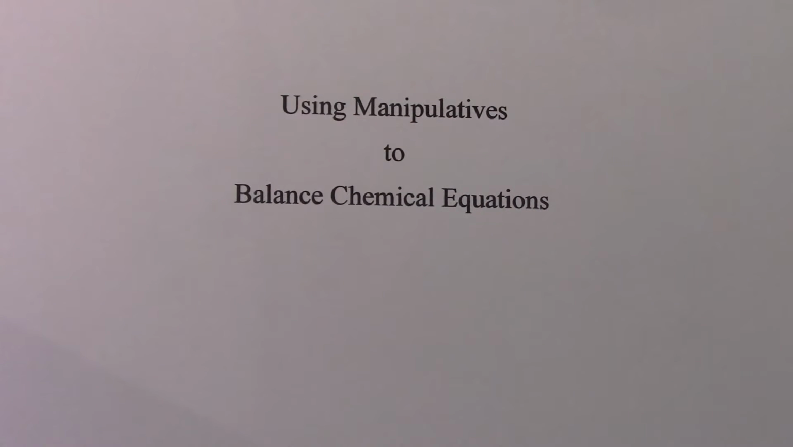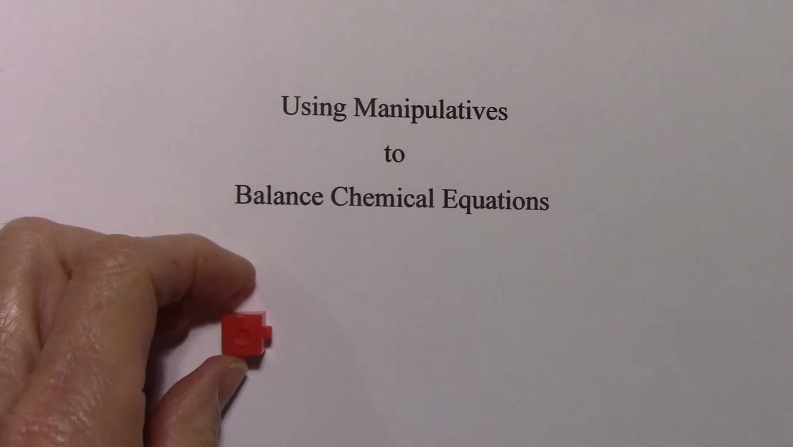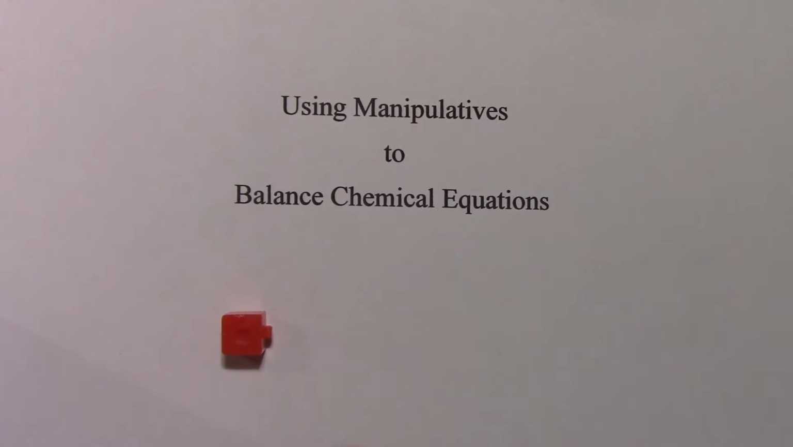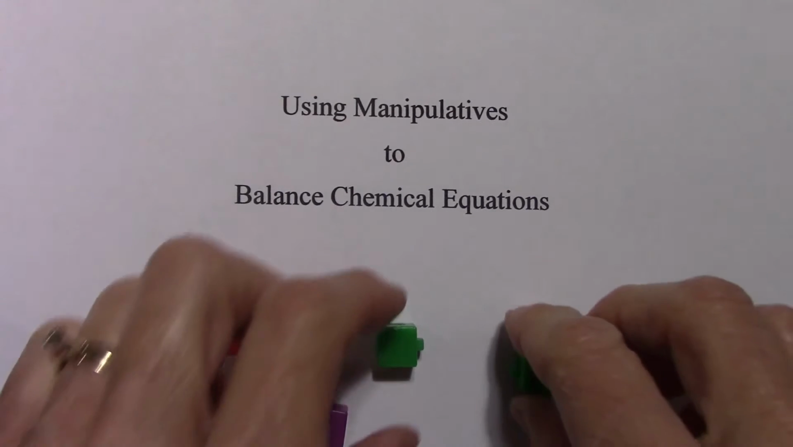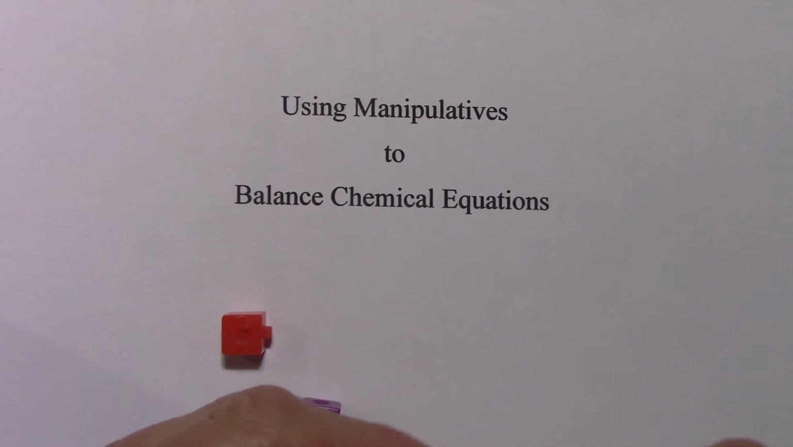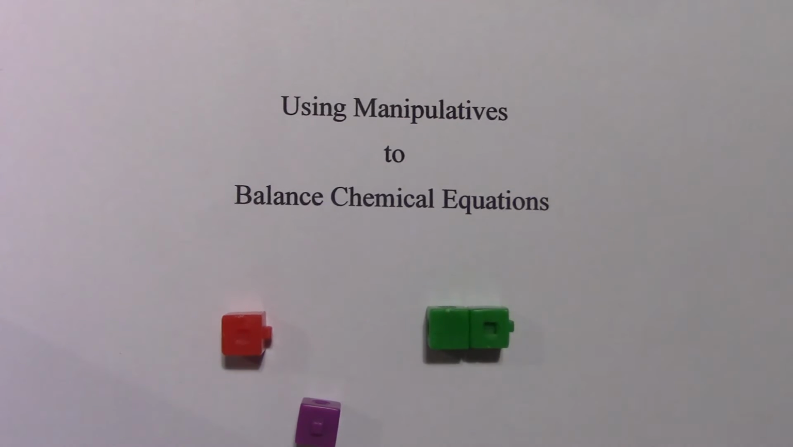Hello. In this video, we're going to see how a teacher can use manipulatives to show the students how to balance chemical equations. The manipulative that we're going to use is our snap cubes, where each color will represent an atom of a different element. If the colors are different, then the element is different, and when they snap together, this will represent a molecule.